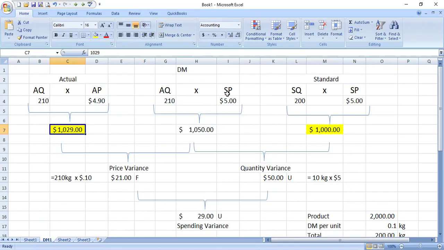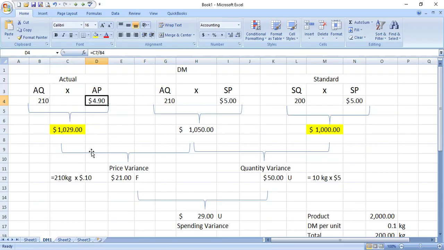So now once we have this, let's see who is responsible for what. For the quantity variance, we said the responsible person is the production manager. So what's happened in production? Instead of using 200 kilograms, our production manager is using 210 kilograms. Now the price variance, we said the responsible person will be the purchasing manager because he's the one who purchased the materials. And instead of paying $5 per kilogram, we're now paying $4.90 per kilogram.